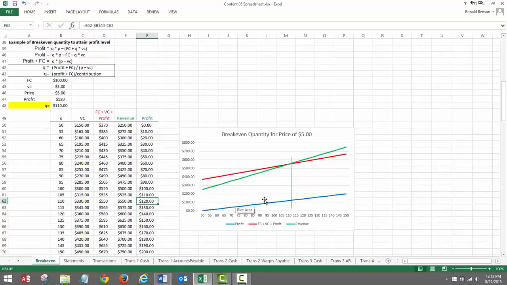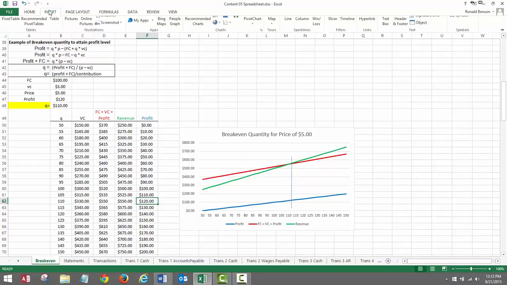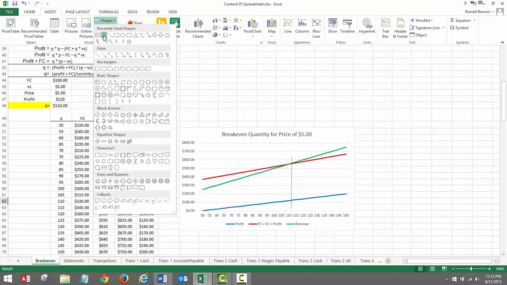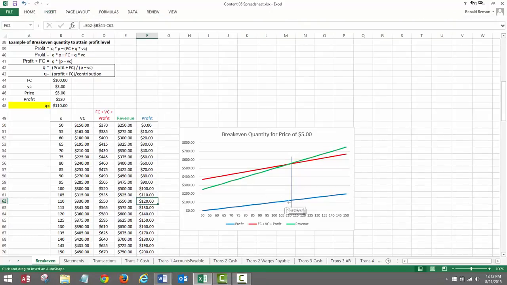$120 is about here, and that's about where this intersects. If you wanted to draw a line there, insert, shapes, a line, and we can draw a line from here over to there, which is about $120. And that then is the break-even quantity to attain a particular profit level.